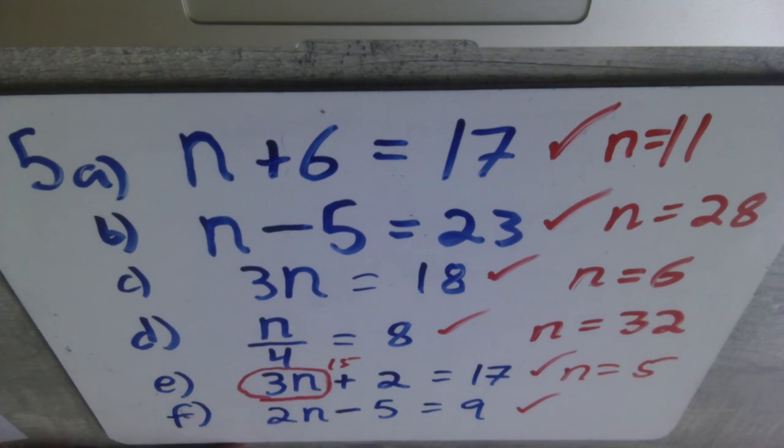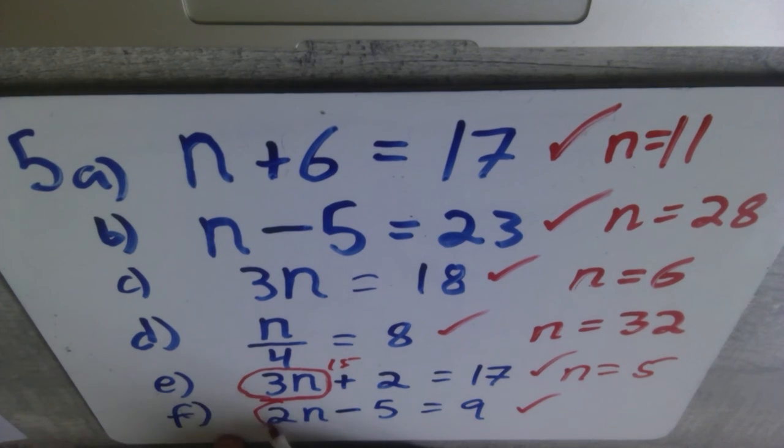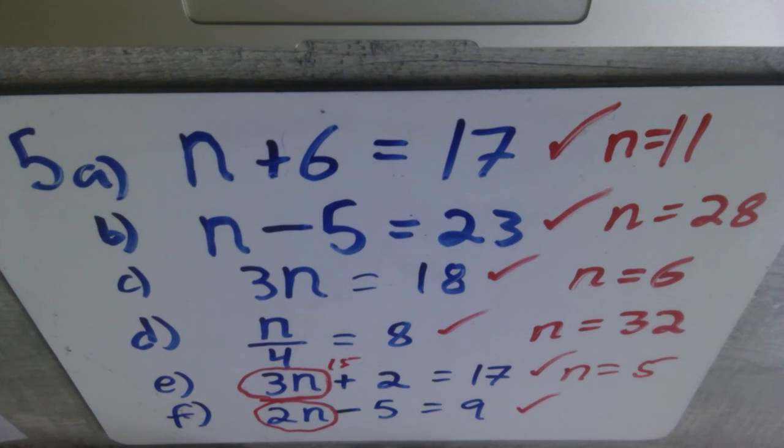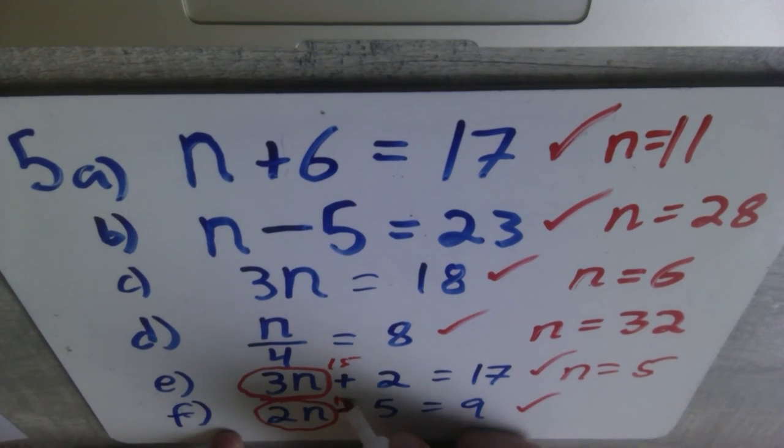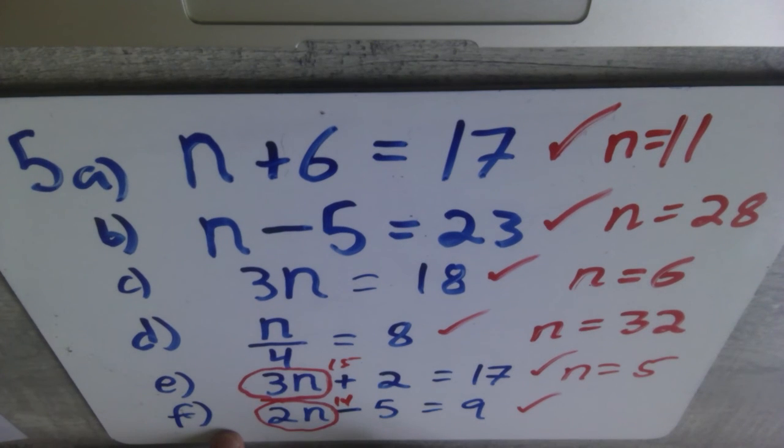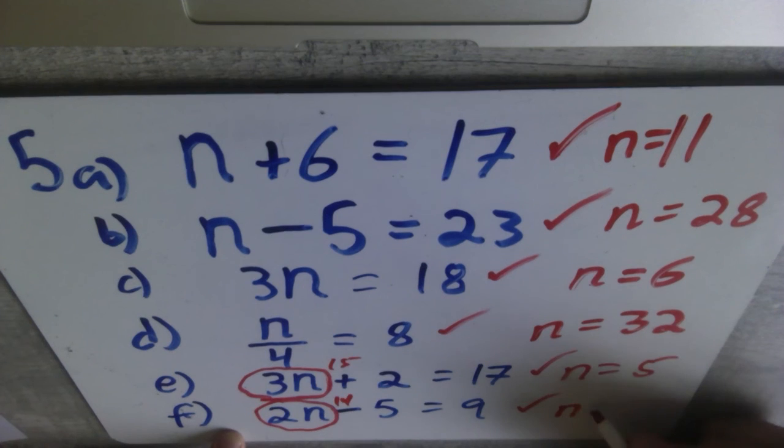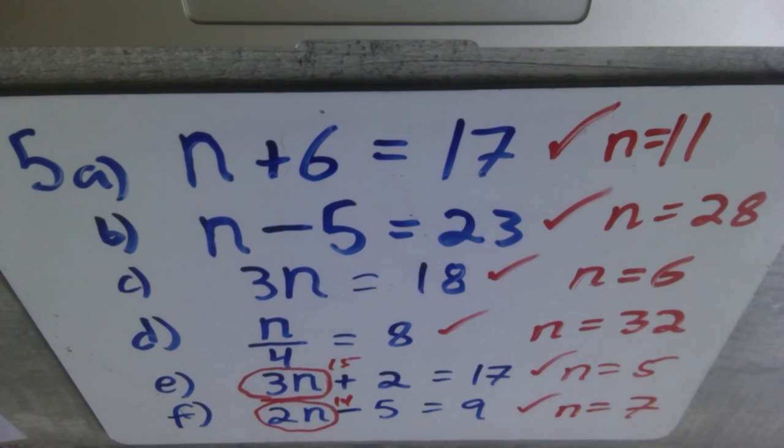I really like these ones for inspection because it helps you break the question into two parts. Over here, breaking this into a separate part, what subtract 5 gives me 9? Well, if I have 14 and I subtract 5, I get 9. So what times 2 will give me 14? 7 times 2 gives me 14, so n equals 7.